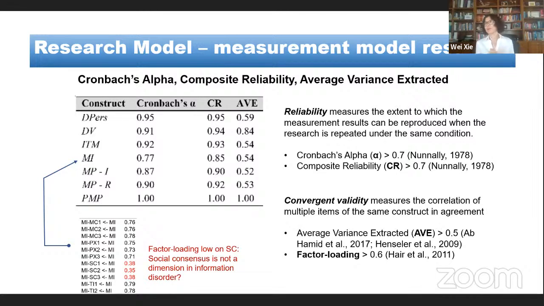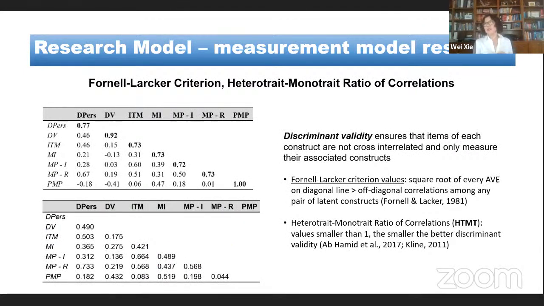For example, reliability measures the extent to which the measurement results can be reproduced in different studies if you repeated the studies in the same conditions, right? Convergent validity measures the correlations of those items, the questions, whether they measure the same construct or not. I'm not going to go through the details because of time restriction. And discriminant validity ensures that the items we have in our questionnaire for each construct are not cross-loading onto each other, and they're not interrelated with each other. Basically, we want the questions to measure exactly what they are supposed to measure, not cross-measure each other. Because if they cross-measure each other, then your results have trouble. So that's what the measurement model is about. Not going to go into the details.